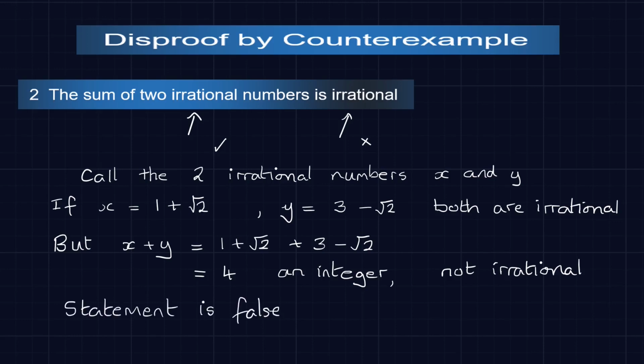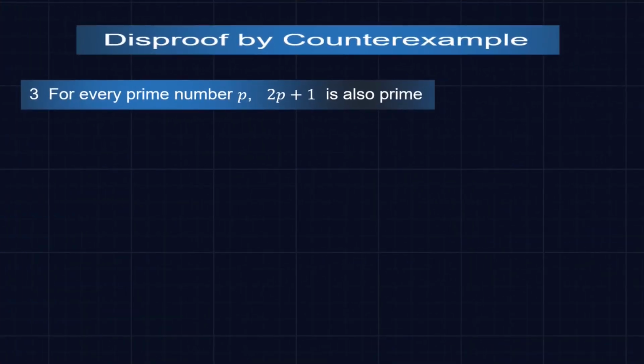Our last example. The statement says that if we take a prime number, double it and add 1, we always get another prime number. So we want to find a prime number p where 2p plus 1 is not a prime number. It's natural to start with p equals 2 and then try 3, 5 and so on. 2p plus 1 gives 5, which is prime, no problem there.